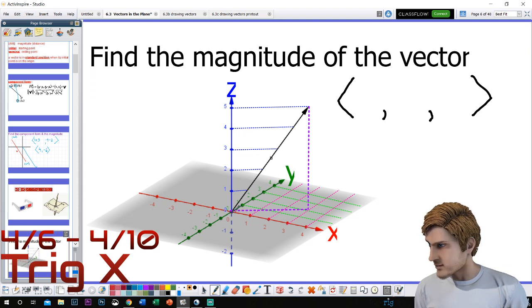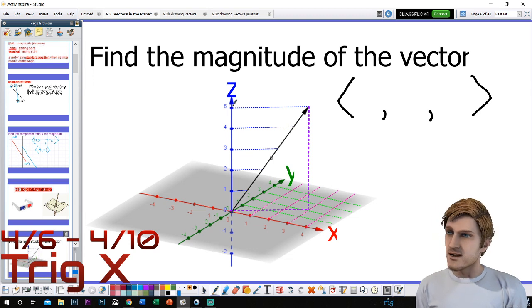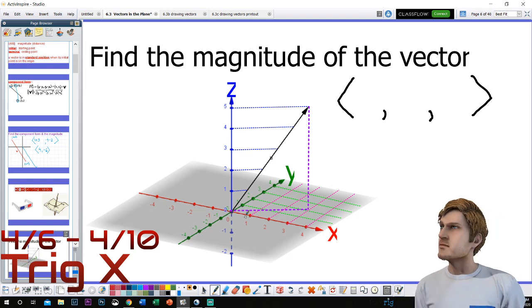Alright, now after that we're adding a third component. This one is coming off of your paper and going up into the air. This is the z vector. This is the z axis and the z direction. So z is going to come off of your paper. Freaky. Alright. Let's start with the x.